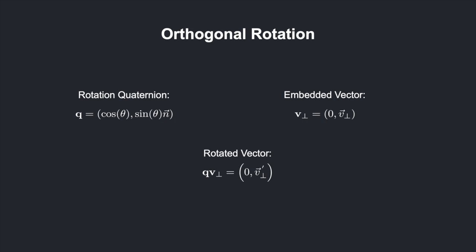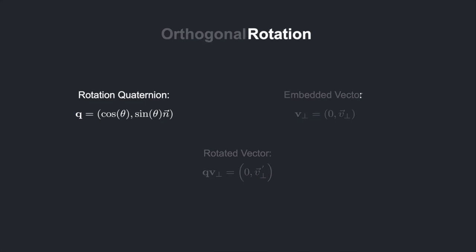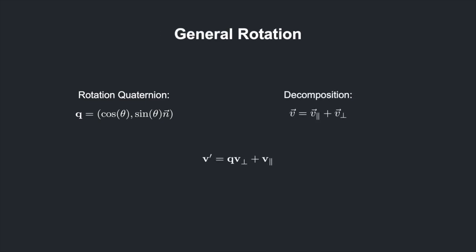We construct the rotation quaternion q with cosine of theta and sine of theta times n, and we promote the vector to a quaternion by padding it with scalar 0. Now, the rotated vector is simply the vector part of the quaternion product of the two. We also discussed how we can use this for general non-orthogonal rotation. We simply decompose the vector into its orthogonal and parallel part, which we can do with the Gram-Schmidt process we've seen earlier, and then construct the rotated version as the sum of the rotated orthogonal part and the parallel part.